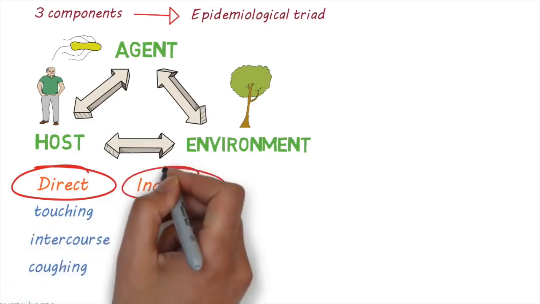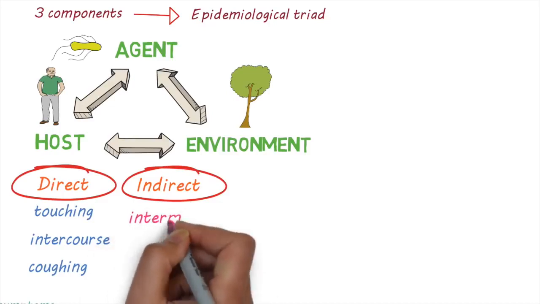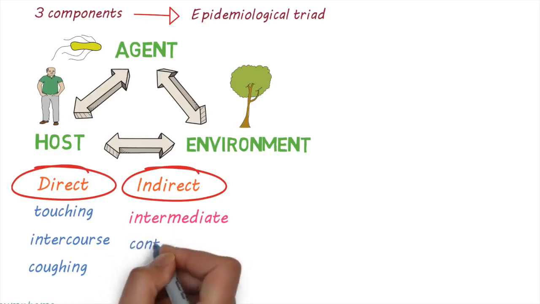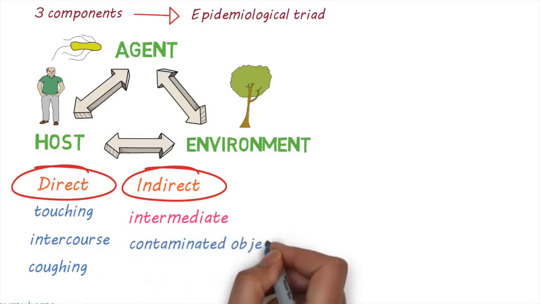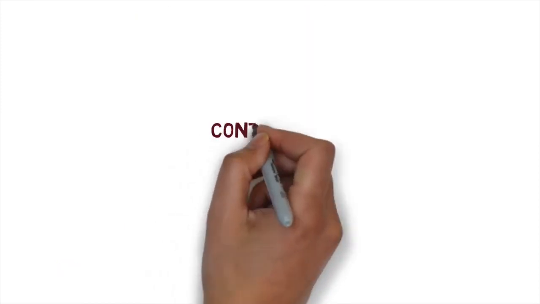On the other hand, in indirect transmission, the organism is transmitted via an intermediate. There are several ways that this can occur. It can be through contaminated objects such as toys, soiled clothes, or even through food or water. It can also be through an intermediate vector, such as a mosquito or a tick. Now that we know how infectious diseases are transmitted, let's have a look at how to control them.